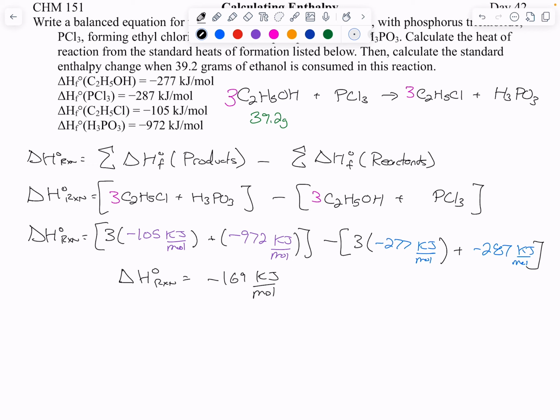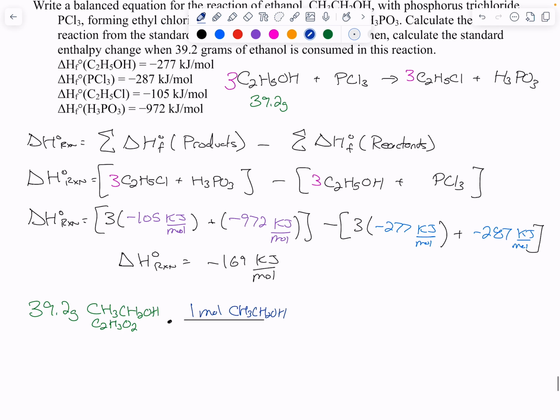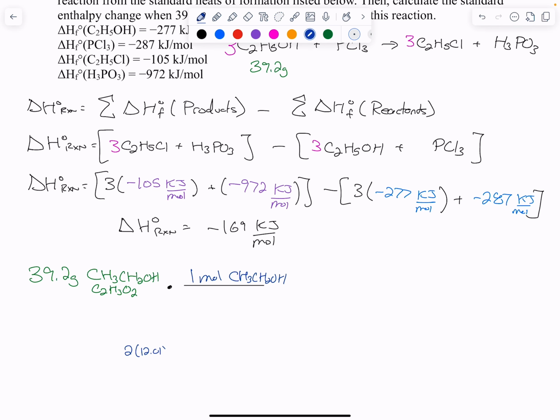All right. So now we can take our 39.2 grams. Now, if you want to write it as CH3CH2OH or C2H5OH, either way works. Times, we know that 1 mole of CH3CH2OH, I got 2 carbons, right? And so, remember the molar mass? 2 carbons at 12.01 plus 6 hydrogens at 1.01 plus 1 oxygen at 16.00. All right, that's everything. That'd be 46.08.